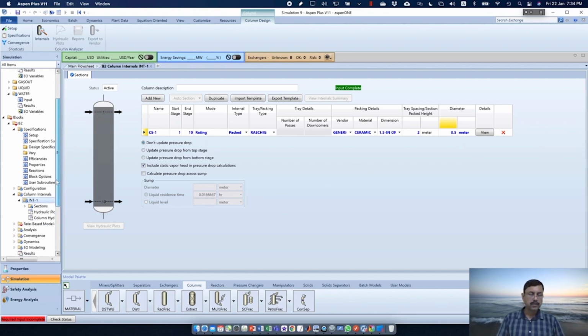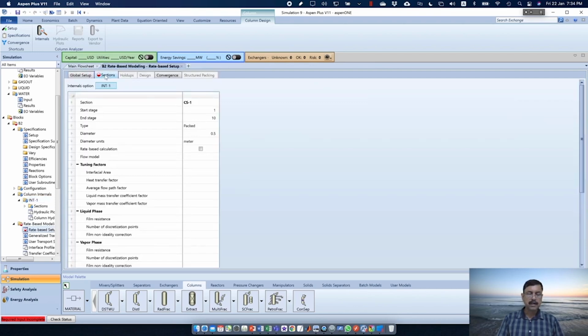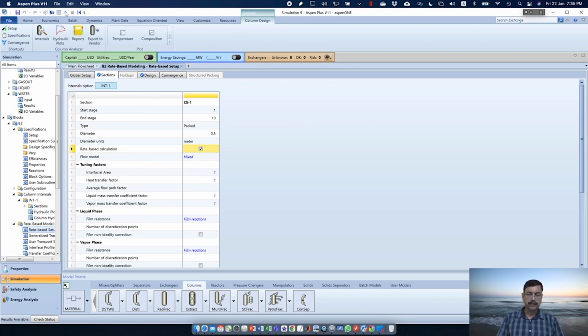Now we have to give the rate-based modeling. Here we are yet to give the rate-based setup. Go to the section, all these internals, and we have to say rate-based calculation. Yes. Now it is complete. We can run the simulation. Yes, so we ran it. Now go to the results section.